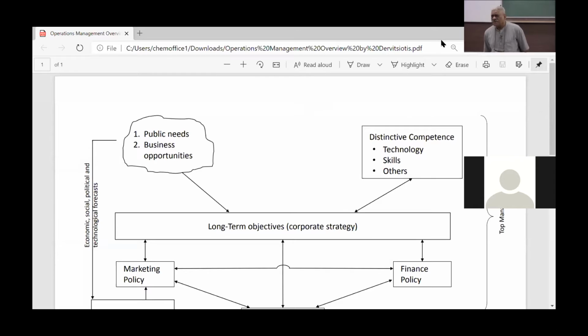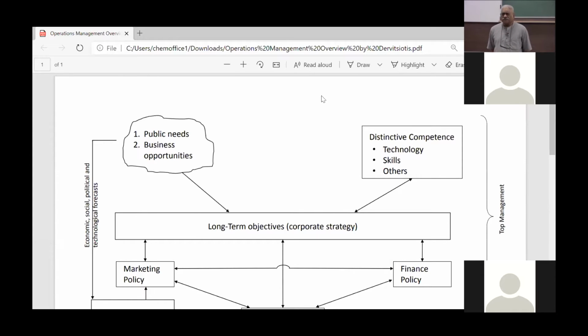Then we talked about the left part of the top management, like public needs and business opportunities, which is related to long-term objectives and which alter the objectives. All the public needs may not be converted into business opportunities. We also talked a little about examples of that. Then we talked about PESTLE analysis, which is political, economical, social, technological, environmental, and legal, which defines the perspective planning and is important for forecasting.